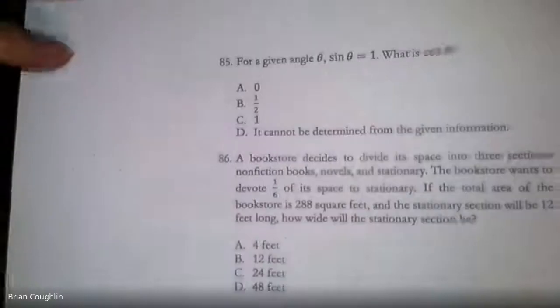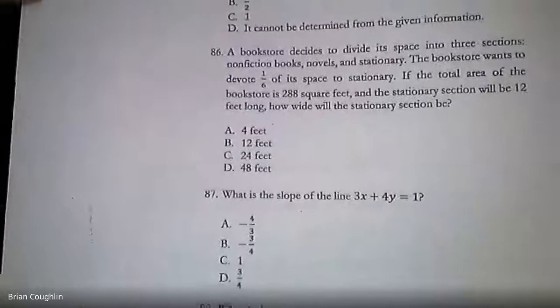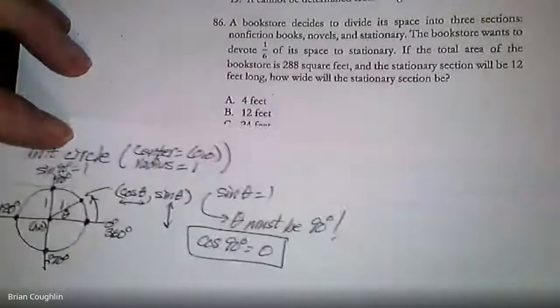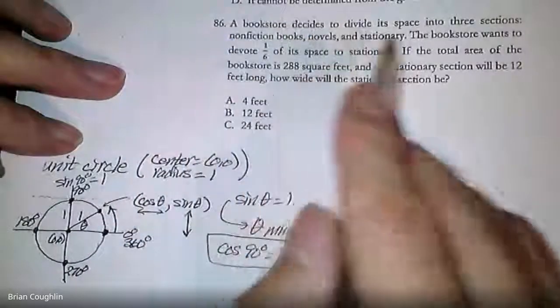Okay. Next, number 86. A bookstore, sorry, it's crooked here. A bookstore decides to divide its space into 3 sections: nonfiction, novels, and stationery.